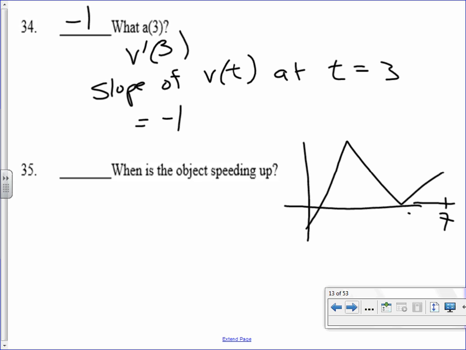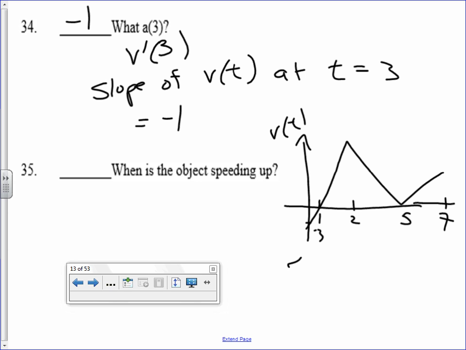7, 5, 1, 2. Okay, so here's the velocity. I can make a sign chart for velocity. I just got to look at where it's positive and where it's negative. So from 0 to 1, if you look at your graph of velocity, you see it's negative. From 1 to 5, it's positive. At 5, the velocity is 0. And then from 5 to 7, the velocity is above the x-axis, so it's positive. The graph stops at 7. So that's our velocity sign chart.